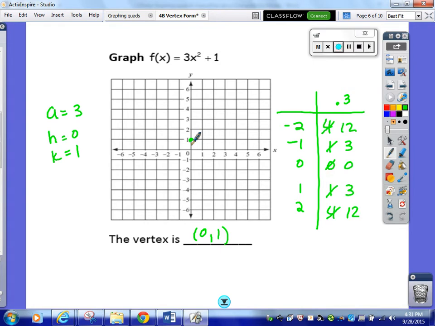All right, I'm counting. Left 2, up 12 doesn't fit. Left 1, up 3. Okay. Right 1, up 3. Right 2, up 12 doesn't fit. So this time I can only get 2 points on my graph. But here again, it's a vertical stretch. We're stretching it by a factor of 3, multiplying all the heights times 3. Here again, make sure you have arrows on the ends of your graphs too.